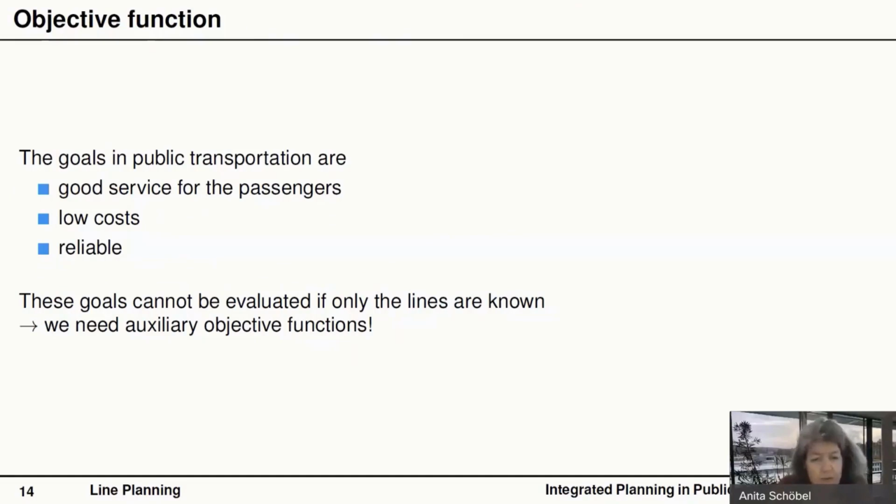So what could you imagine? What auxiliary objective functions could we use to look only at the lines and still evaluate if they are good or bad, without using a timetable or vehicle schedule or crew schedule and things like that? Do you have any ideas? How could we, just looking at the line concept, say, oh, this could be good lines or these are maybe not so good lines? Have you any idea how we could give some approximate goal or objective function? Maybe you can write ideas in the chat or just say them into the room if you have an idea. Just open your microphone.